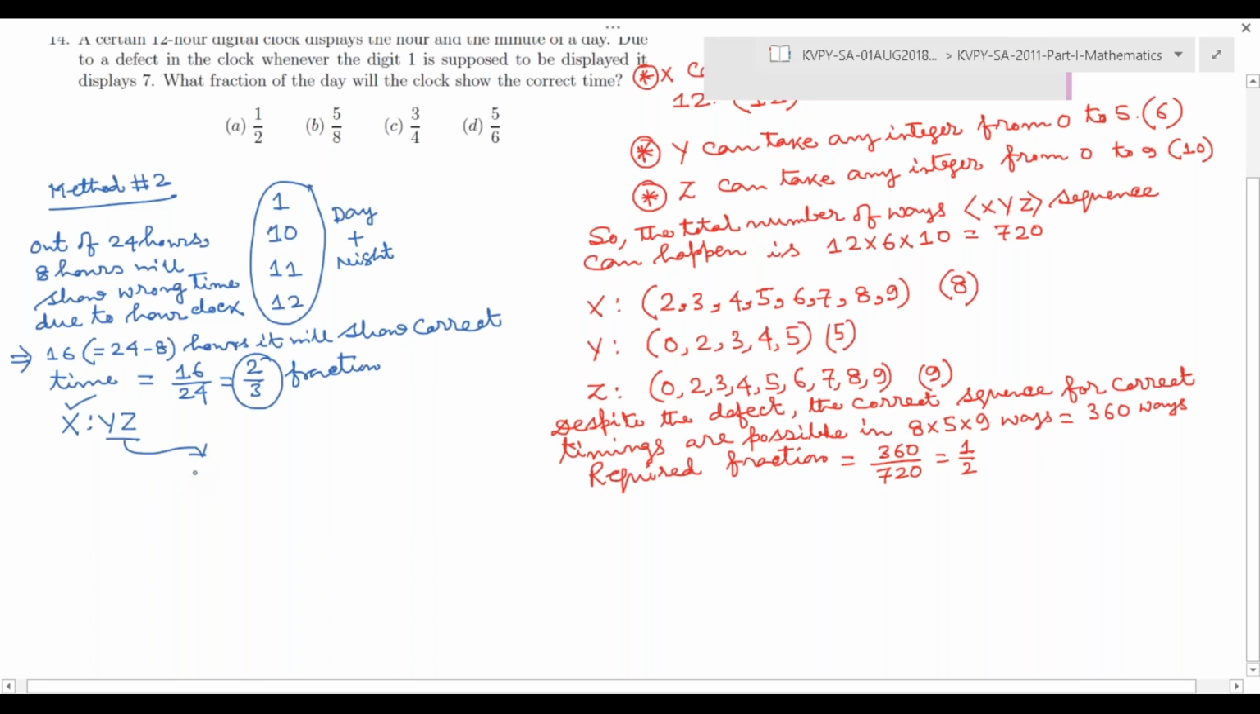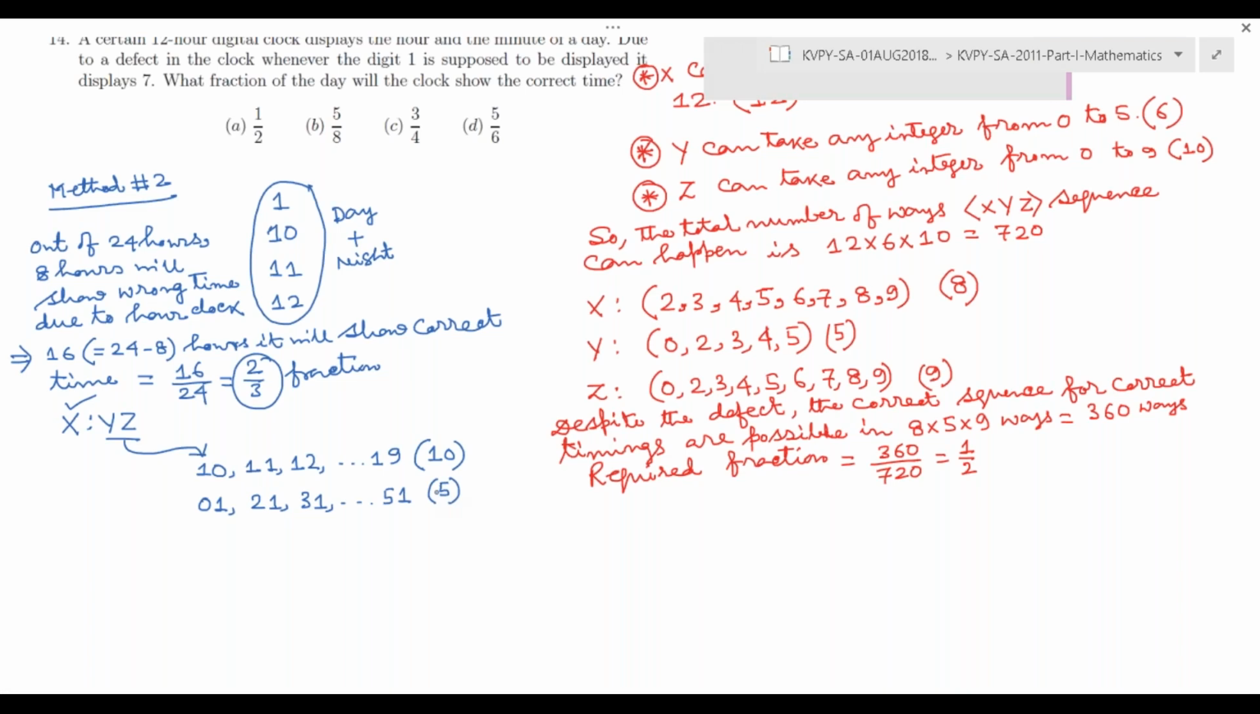It can malfunction when it has a combination having 1 in it: 10, 11, 12, 13, 14, up to 19. These are 10 in number. And it can also happen for 01, 21, 31, in that way till 51. It cannot go to 61 because it will go to the next hour then. So how many numbers are there? 01, 21, 31, 41, 51, which is 5 in number. So out of 1 hour, that means in 60 minutes, 10 plus 5, 15 minutes, it will show the wrong timing in every hour.